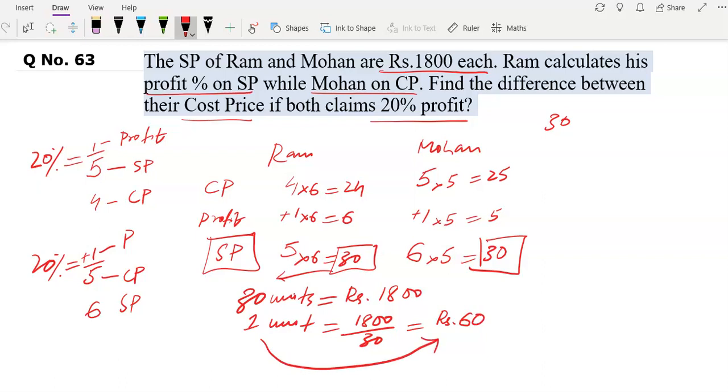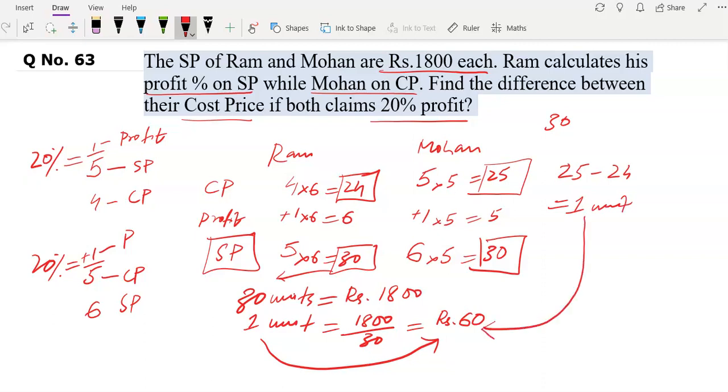Now we need to find the difference between their cost price. So Ram's CP is how much? 24 units. Mohan's CP is 25 units. So if we take the difference, 25 minus 24, which is 1 unit. So 1 unit is how much? Rupees 60. So our answer is rupees 60. Now if we need to find the cost price of Ram, then we will multiply 24 into 60. Or if we need to find the cost price of Mohan, then we will multiply 25 into 60, because 1 unit represents 60 rupees.